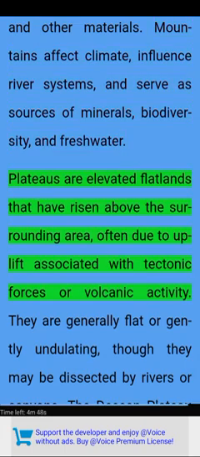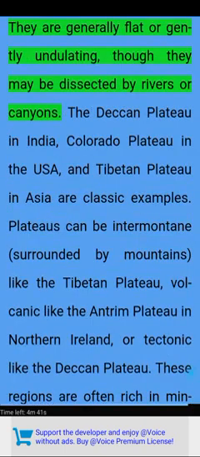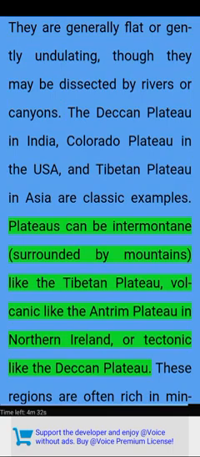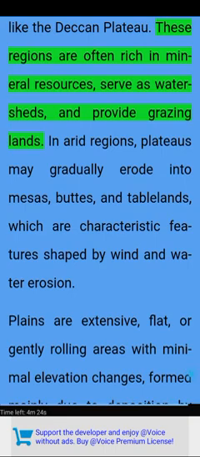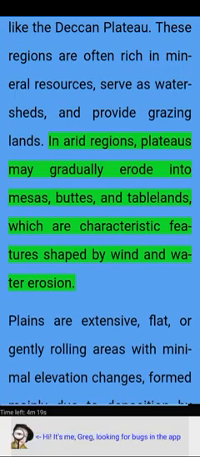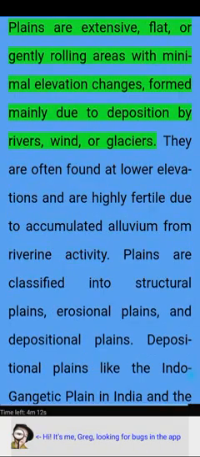Plateaus are elevated flatlands that have risen above the surrounding area, often due to uplift associated with tectonic forces or volcanic activity. They are generally flat or gently undulating, though they may be dissected by rivers or canyons. The Deccan Plateau in India, Colorado Plateau in the USA, and Tibetan Plateau in Asia are classic examples. Plateaus can be intermontane, surrounded by mountains, like the Tibetan Plateau, volcanic like the Antrim Plateau in Northern Ireland, or tectonic like the Deccan Plateau. These regions are often rich in mineral resources, serve as watersheds, and provide grazing lands. In arid regions, plateaus may gradually erode into mesas, buttes, and tablelands, which are characteristic features shaped by wind and water erosion.